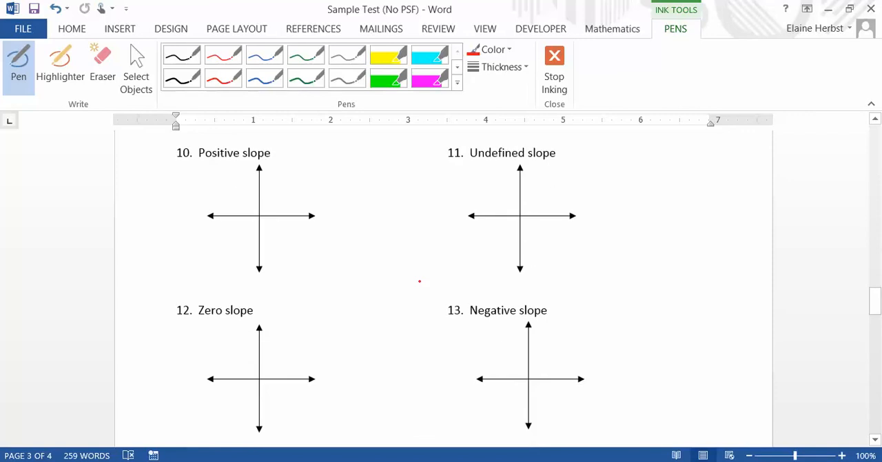I'm going to let you try 10, 11, 12, and 13 on your own. I won't quite show you the key here, but we can talk about it in class before we take the test.